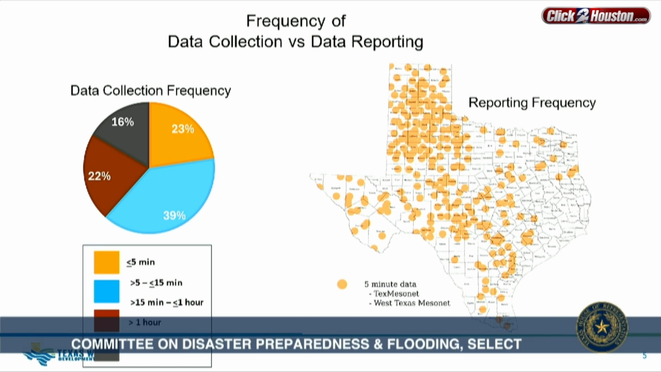The American Association of State Climatologists recommends a 5-minute collection and reporting rate, and this is the rate at which our stations adhere to. And there are only 2 networks in Texas, TexMesonet and West Texas Mesonet, that meet this 5-minute data collection and reporting requirement for stations. And these locations are shown on the map that's on your right. And so you can see much of the state lacks stations that are reporting at a high enough frequency to be informative during intense rain events. Next slide, please.